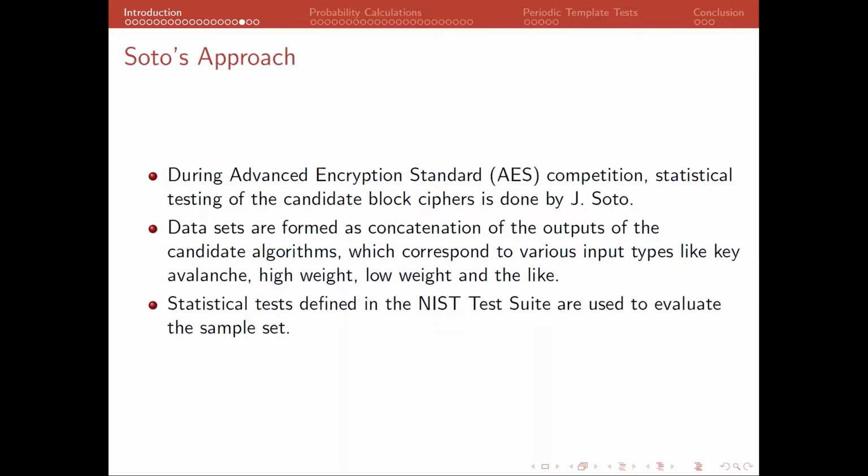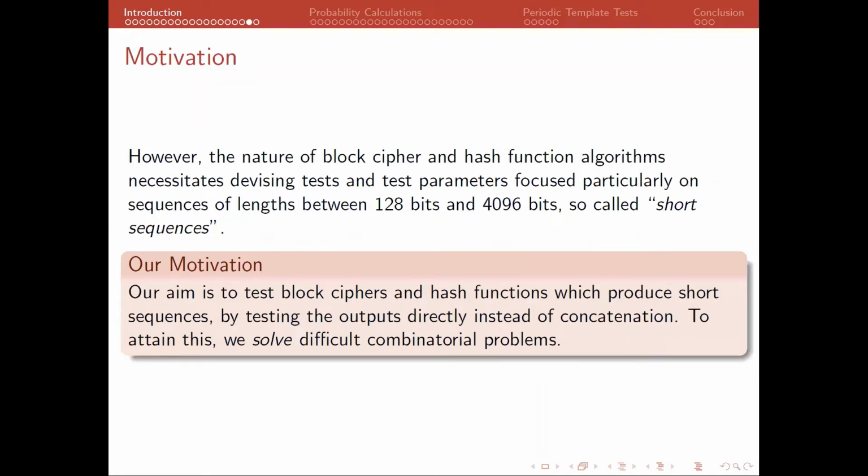We know how to test this long sequence by a statistical randomness test and find the results. But there are some problems here. First of all, if somehow we have good tests which are designed to test random outputs of block ciphers or hash functions directly, it's better. So here is our motivation. Can we find a method which measures a collection of short sequences directly instead of concatenating them?